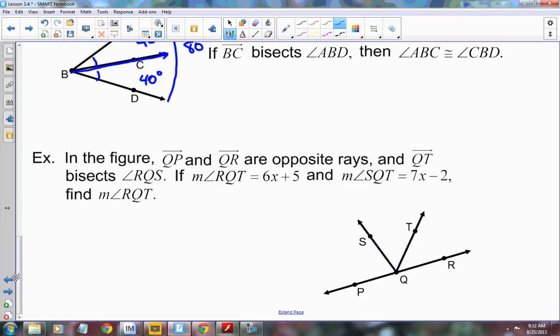Okay, now, new problem. Let's say, still this is an angle bisector, so these two are equal to each other. And let's say that this is 3x plus 2, and this is 8x minus 5. And I want to find x.